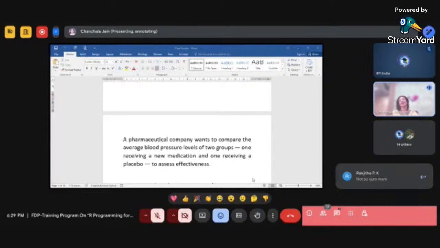Fine. Okay, so the situation says a pharmaceutical company wants to compare the average blood pressure. Average blood pressure means mean. Ramya ma'am is saying independent t-test. Fine. Between the two groups, according to Ramya ma'am, it is the correct answer. You need to compare the groups, and both groups are independent. One is taking the medication, the other is on the placebo. That means you have two independent groups. There is no relation between them. You will go for the independent sample t-test. Is it clear now?